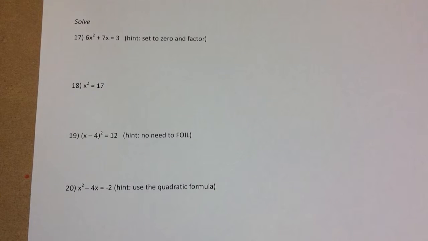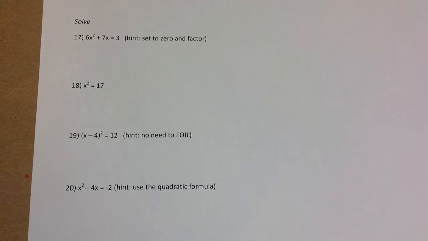We could solve by graphing. I'm not going to do that in this video. We can solve by factoring, if it's a factorable expression. We can solve by completing the square, something I also won't do in this video. And we can solve by using the quadratic formula, and I'll do that.